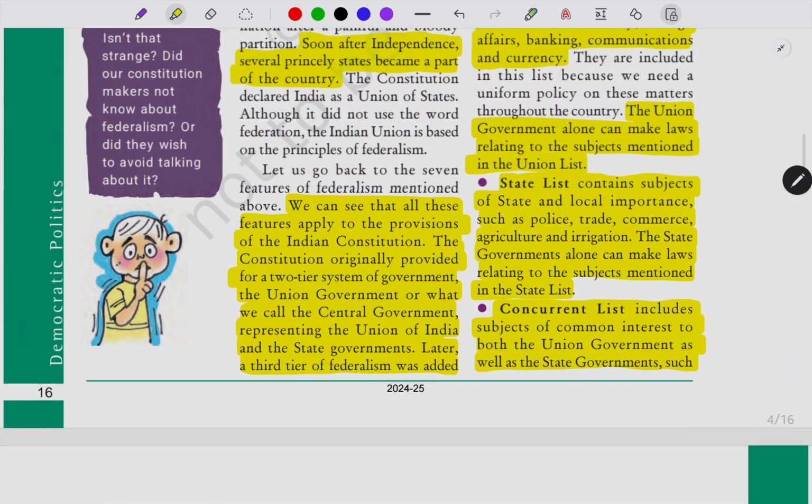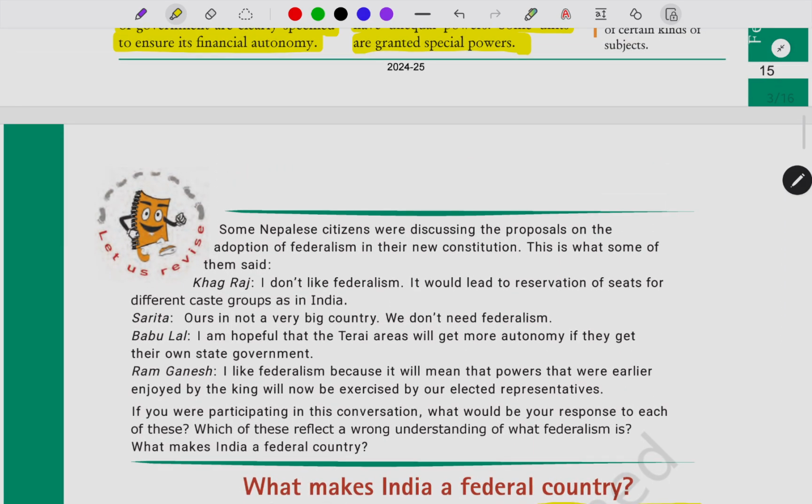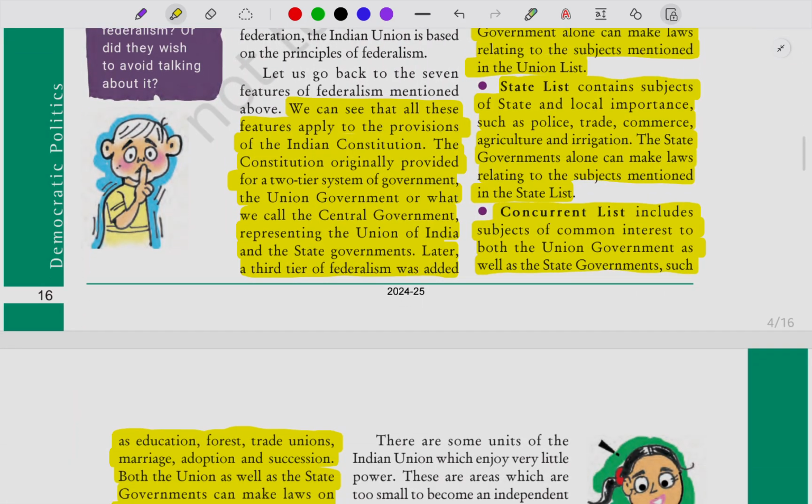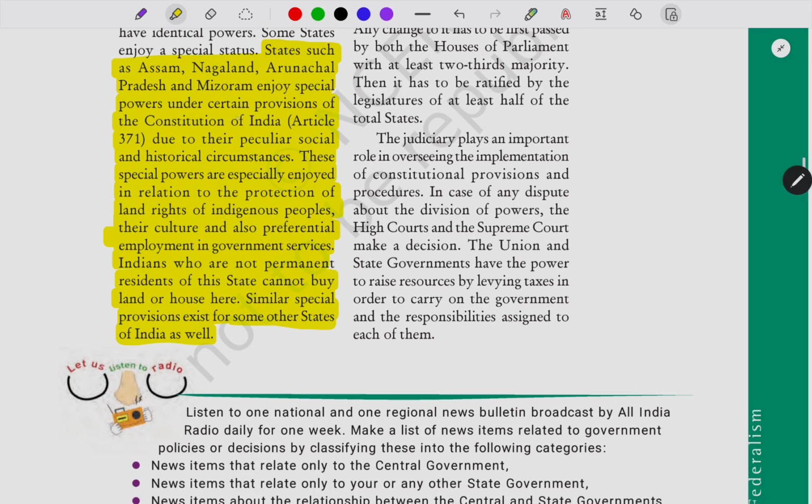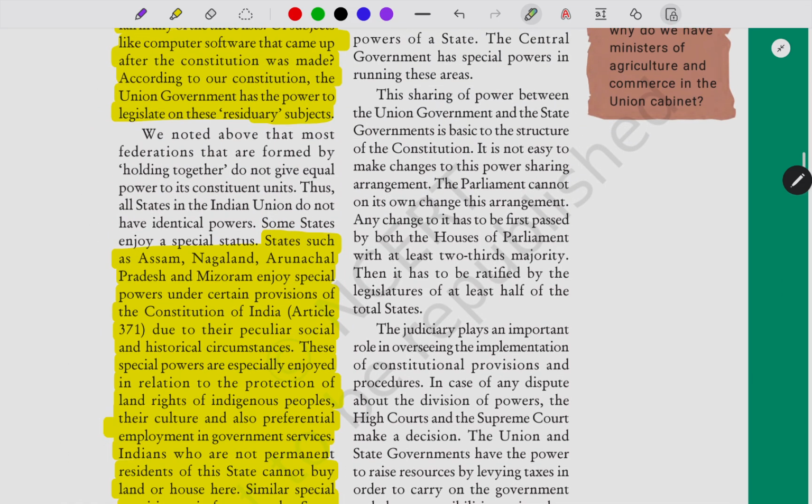Important. See, the thing is that there are some things that we have to memorize, such as the definition of holding together federations, coming together federation, federalism, etc. And there are some things that we need to understand and learn, such as these. And instead of that, if you just learn this entire thing by heart, I can assure you that you will suffer before the exam. Understand it now.